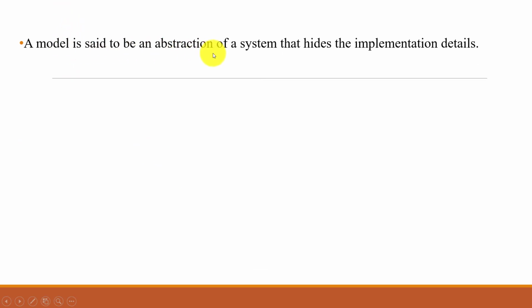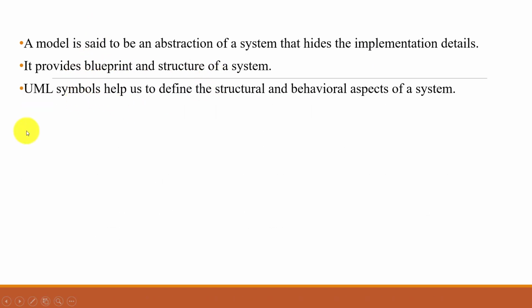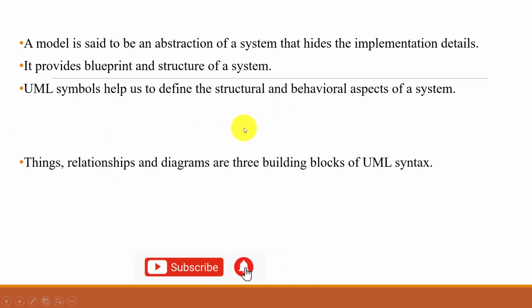A model is said to be an abstraction of a system that hides the implementation details. That is, a system can hide some abstraction and implementation details, but by using UML you can represent it like an architecture, or it can provide a blueprint structure of your system. Now symbols define the structural and behavioral aspects. That is, there are two types of UML diagrams, structure and behavior.